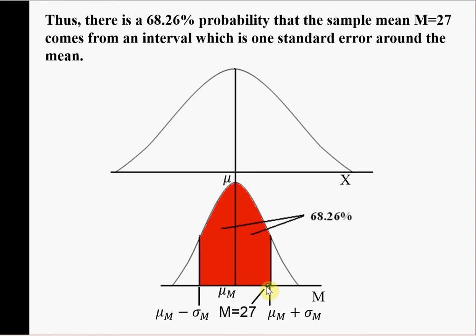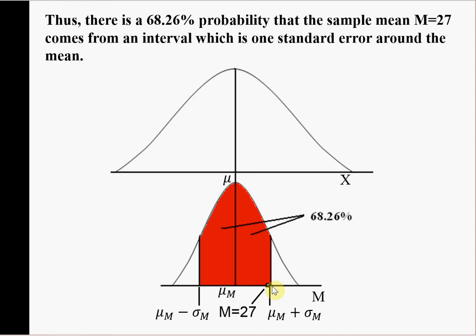If this sample mean 27 has 68.26% probability to fall within this interval, so you can imagine the difference between the mean and the sample mean 27 cannot be larger than one standard error. One standard error is from the mean to the upper bound. The difference between the mean and the sample mean 27 is from the mean to this point. So the difference between the mean and the sample mean 27 cannot go beyond this one standard error. Make sense?